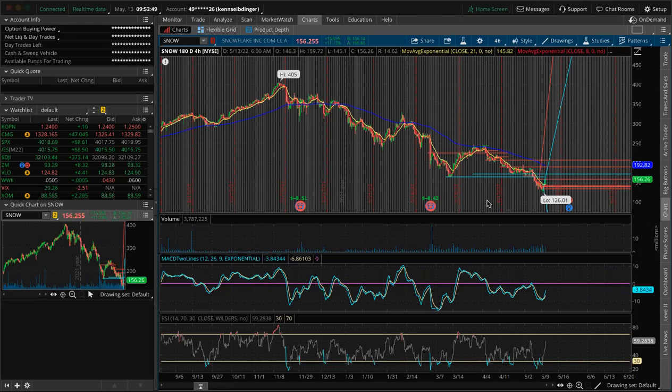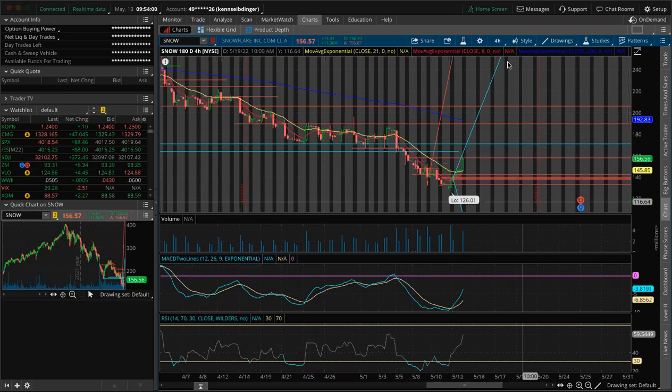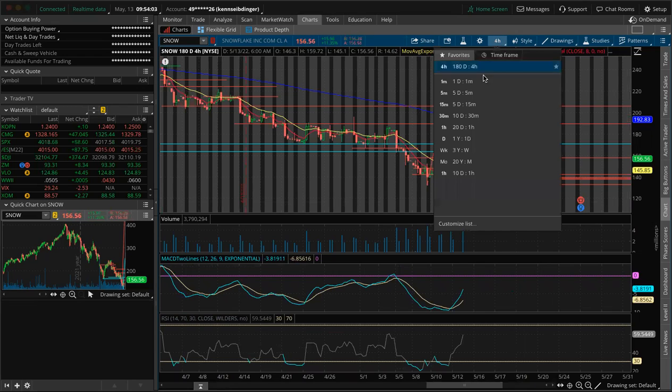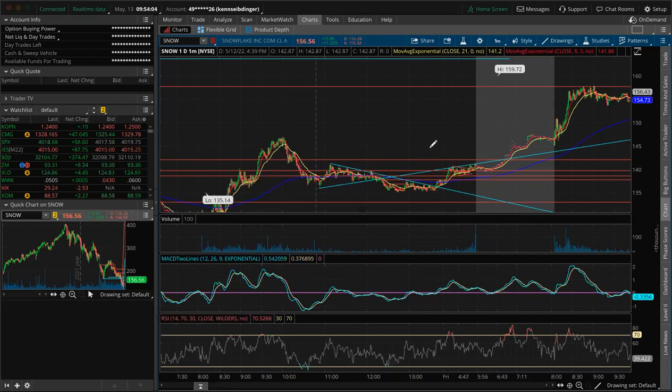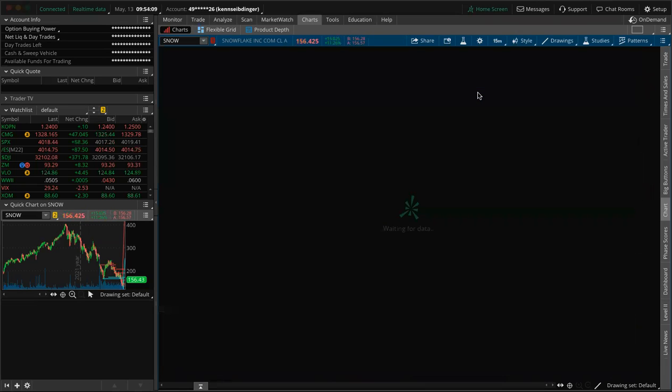So what we have here, guys, is SNOW, ticker symbol SNOW. I have been day trading this for some time. That's why you see all these marks on here. So when you take a look at the charts, you can see this is the 1 minute chart, which is typically what I use when I'm day trading.